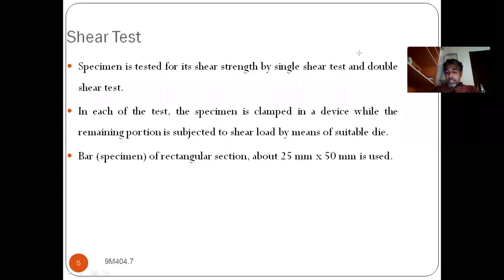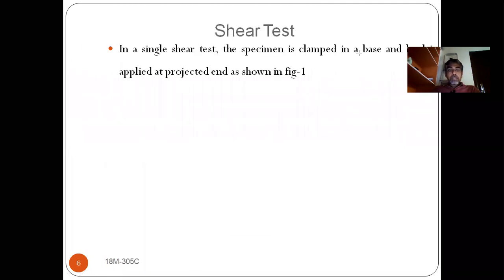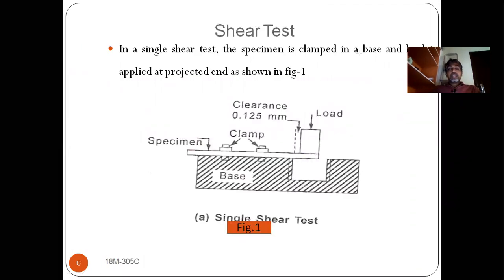See, this is the shear test. Already we have discussed, we have two types of shear test. The first one is single shear and the second one is double shear. How the procedure will be for the single shear test, we will discuss here with a diagram. If you see the diagram, you can see how the specimen is loaded onto the device, that means how the specimen is clamped onto the device which is attached to the UTM.